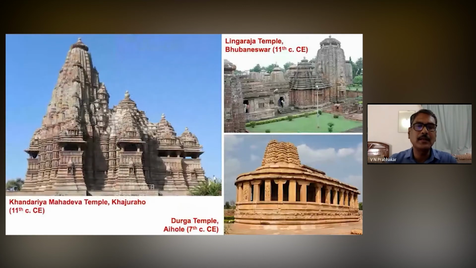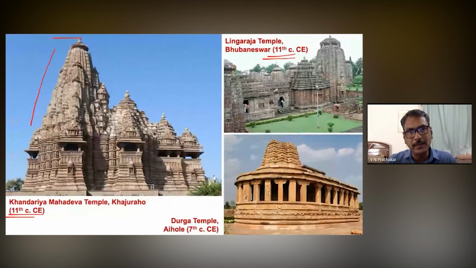So we see excellent examples of each style from different parts of India. Here, the Kandariya Mahadeva temple, more or less of the 11th century CE, is the culmination of temple architecture in the context of the height of the shikara above the main garbhagriha. The shikara rises to the maximum. Beyond this period, we don't see such tall shikaras, and the height dwindles; we don't see such tall structures from the 11th century CE onwards.